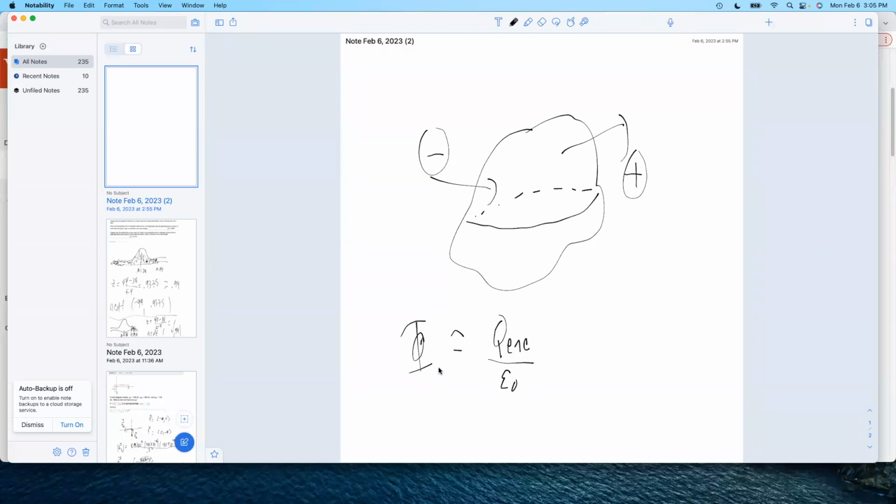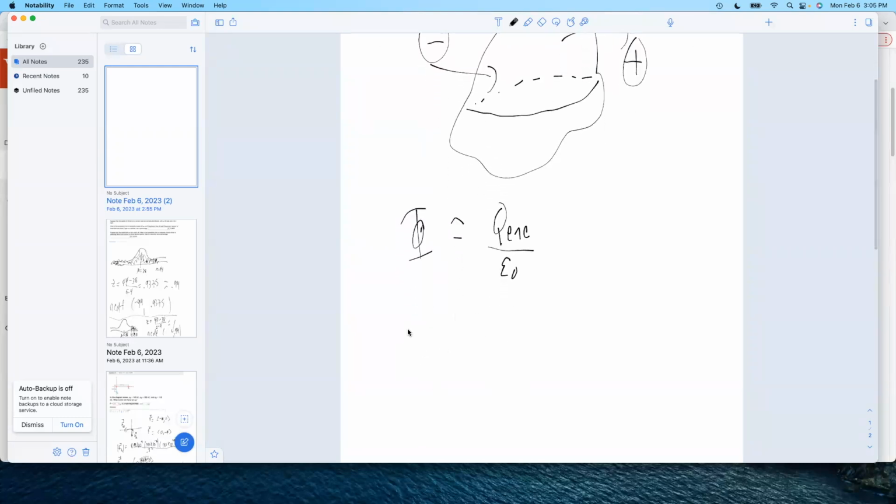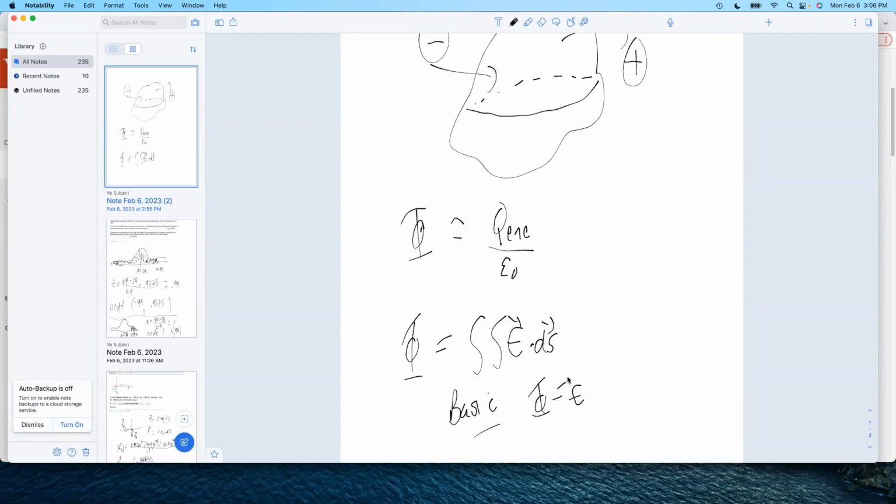Flux is also flux through a little surface. It's technically the double integral of E dot dS, but for a constant surface, like a flat surface, where the area is not changing, the angle is not changing, and a constant electric field, in the most basic case, flux is the magnitude of the constant electric field times the area.